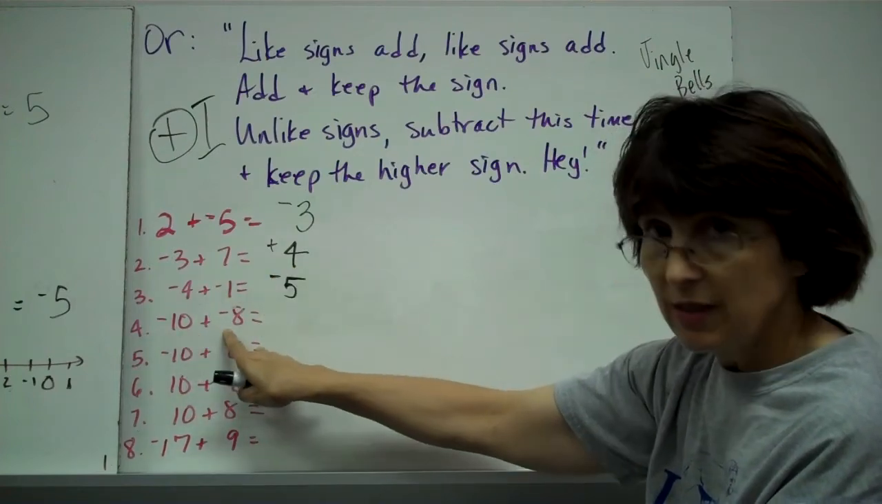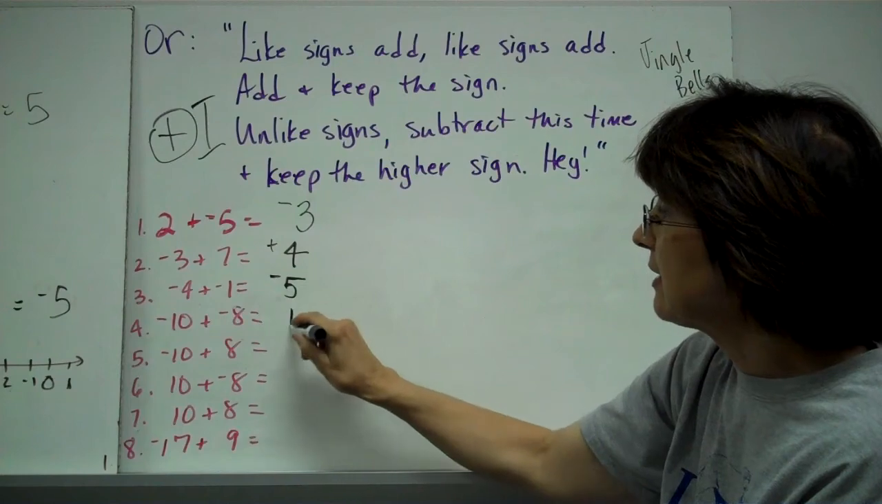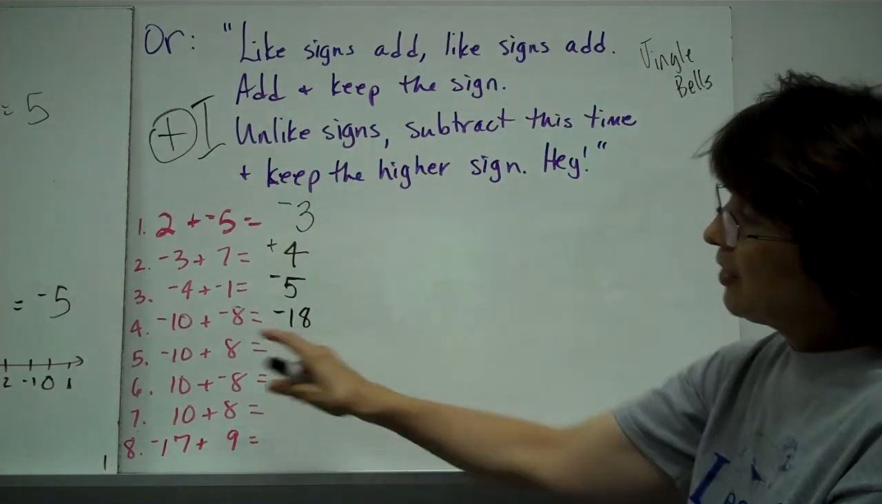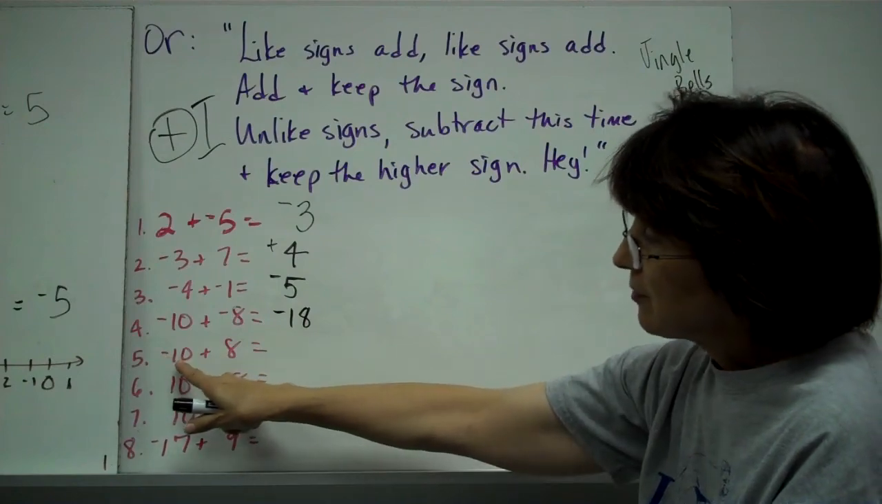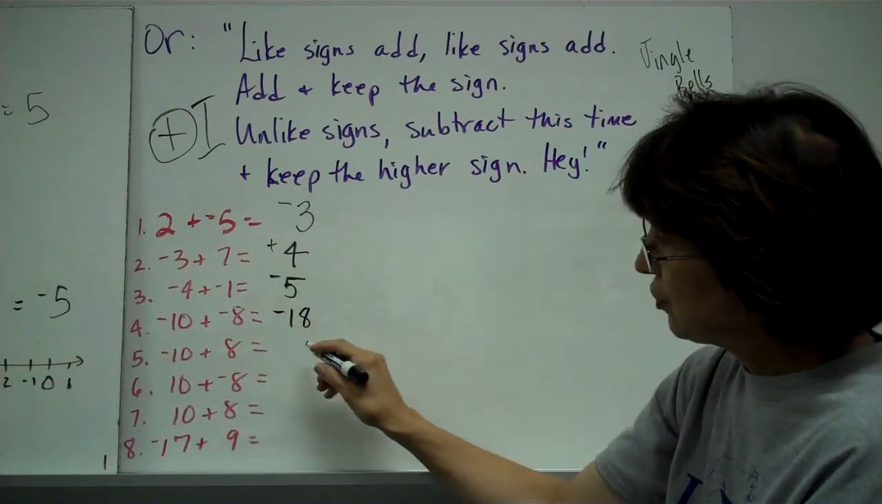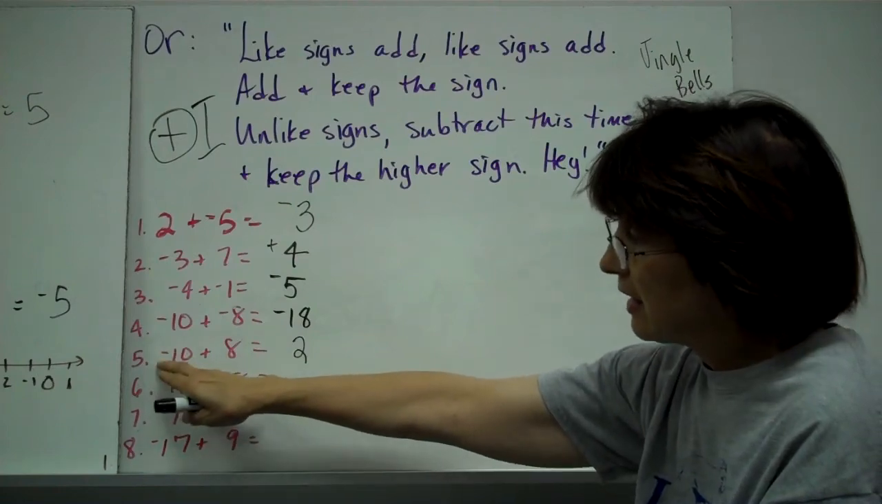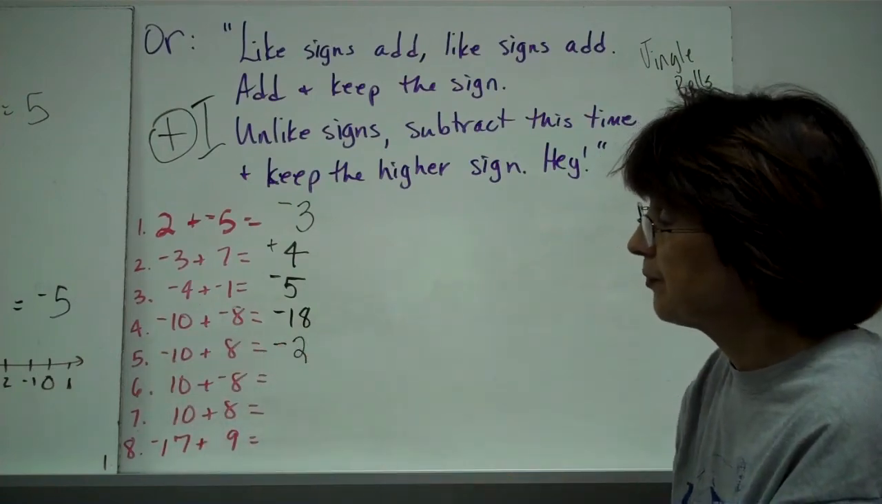Here both signs are the same, so I'm going to add them. 10 plus 8 is 18, and they're both negative, so it's negative 18. Here the signs are different, so I subtract. 10 minus 8 is 2, and I keep the higher sign. Well, 10 is bigger than 2. This 10 has a negative, so it's negative 2.